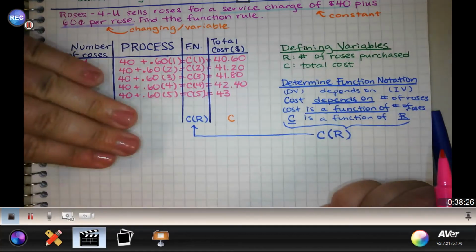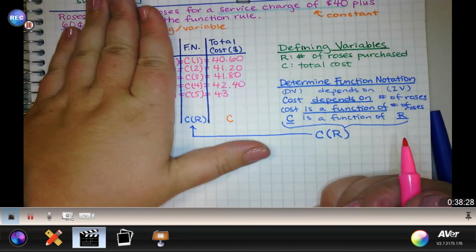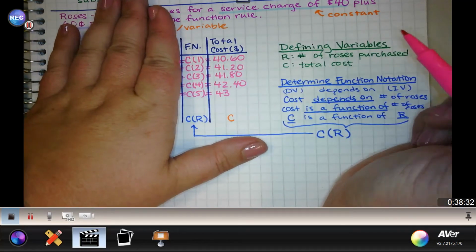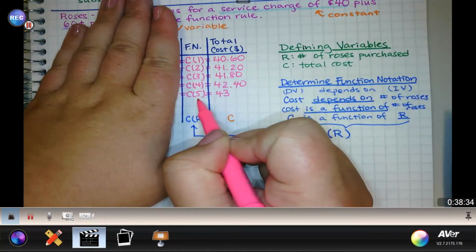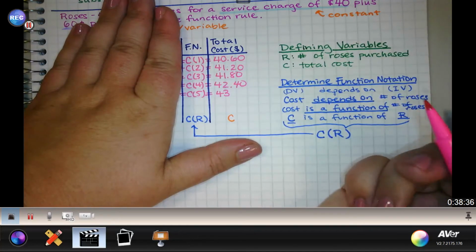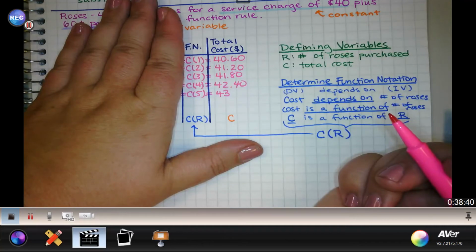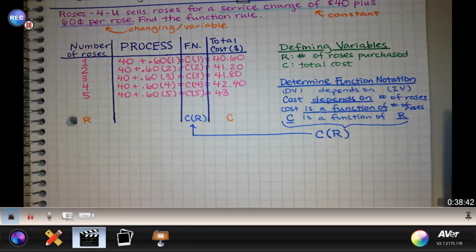Okay, so now if I were to cover up the process and the input, this still tells me an ordered pair, like you would be graphing. C(5) is read as C of 5, and it tells me the cost of buying 5 roses is $43. There you go. Now, you also need to be able to work backwards.